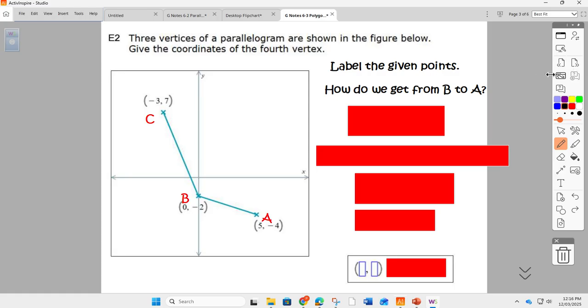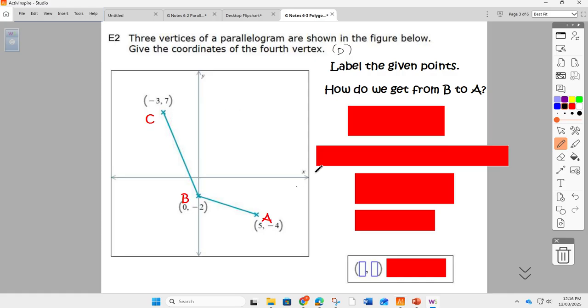Three vertices of a parallelogram are shown in the figure below. Give the coordinates of the 4th vertex, and we're going to call that 4th one D. So we have 3, right? A to B, B to C. What we need is C to D, which would also be D to A, right? So from one point we connect the other 2 sides.